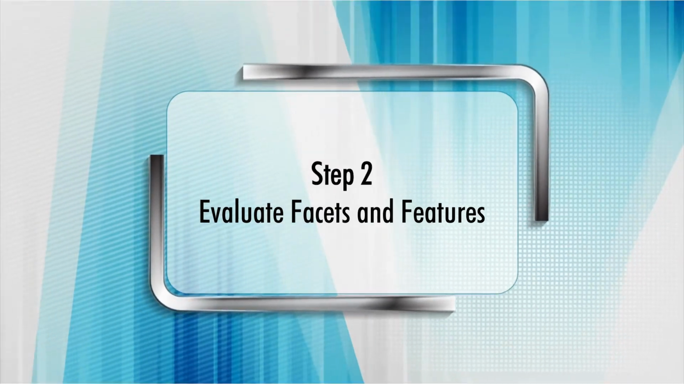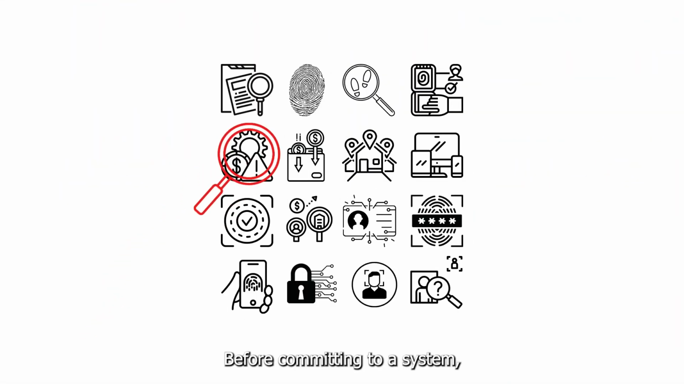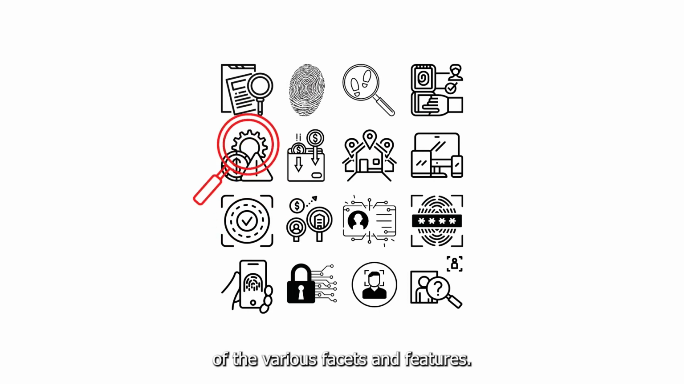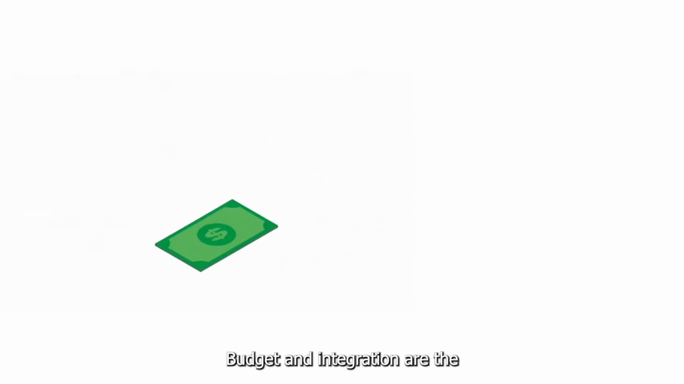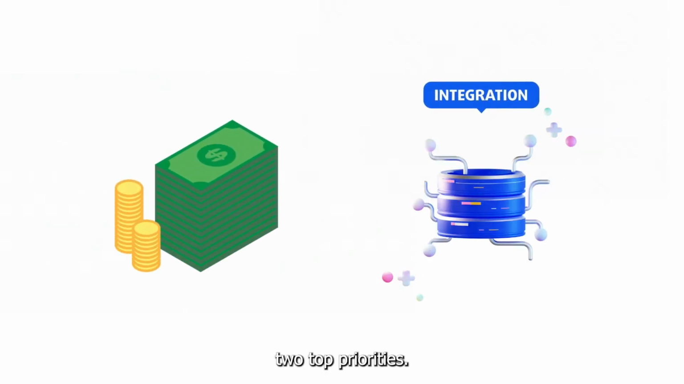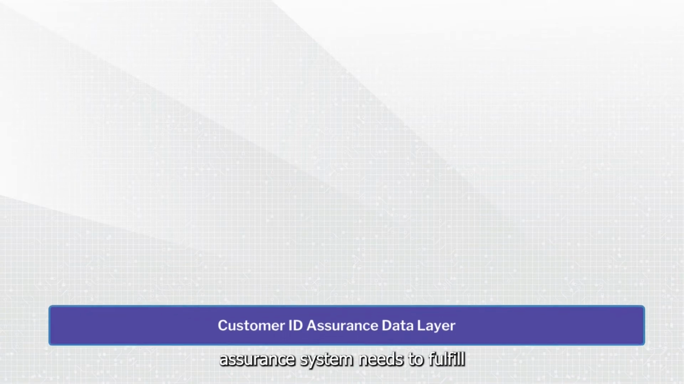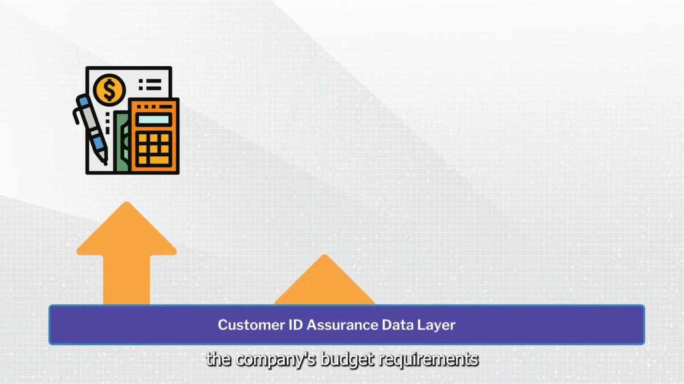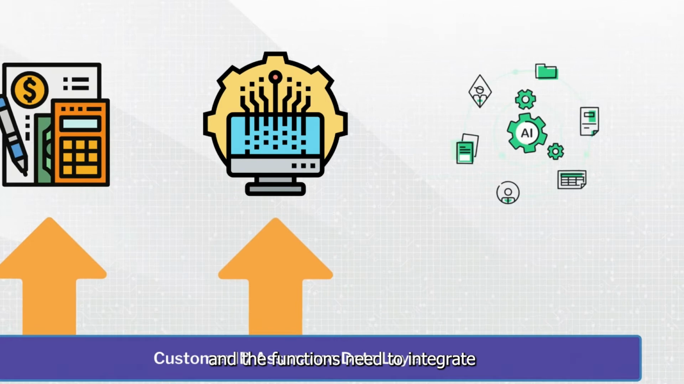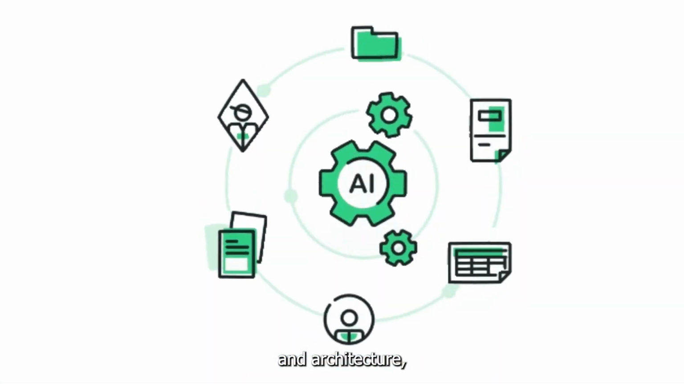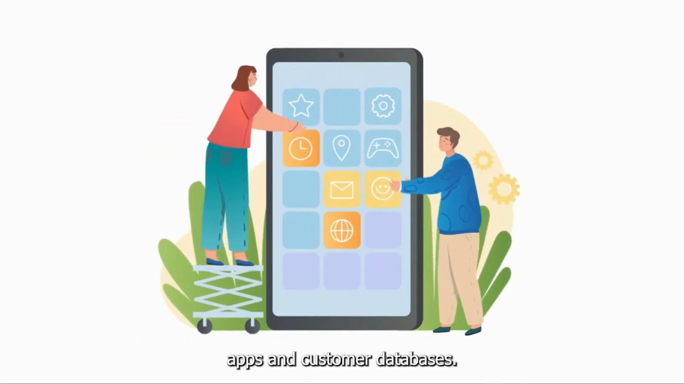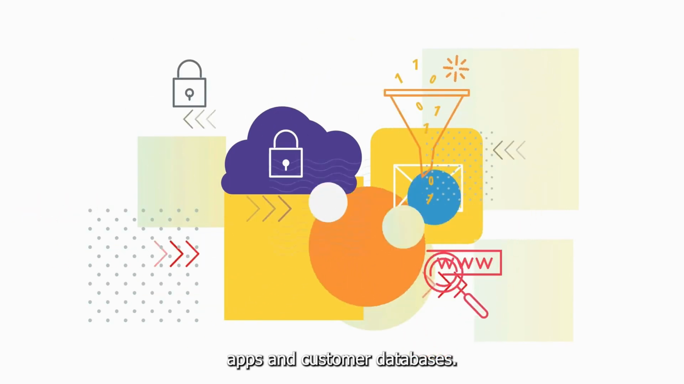Step 2. Evaluate facets and features. Before committing to a system, companies need to test the feasibility of the various facets and features. Budget and integration are the 2 top priorities. The ID assurance system needs to fulfill the company's budget requirements, and the functions need to integrate well with existing platforms and architecture, such as mobile apps and customer databases.